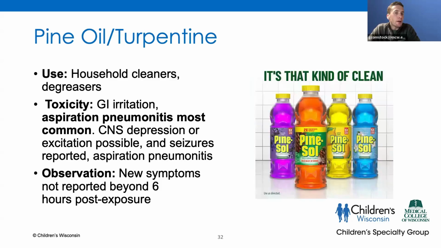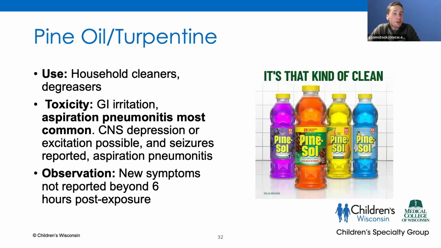Pine oil, again, these are widely present in homes. They're probably in all of my bathrooms here in this house, primarily as a house cleaner or a degreaser. Primary toxicity is as a GI irritant. Most common, though, and the most concerning would be the potential or the development of an aspiration pneumonitis. And they can develop actually some of these, possibly like a lipoid pneumonitis as well.